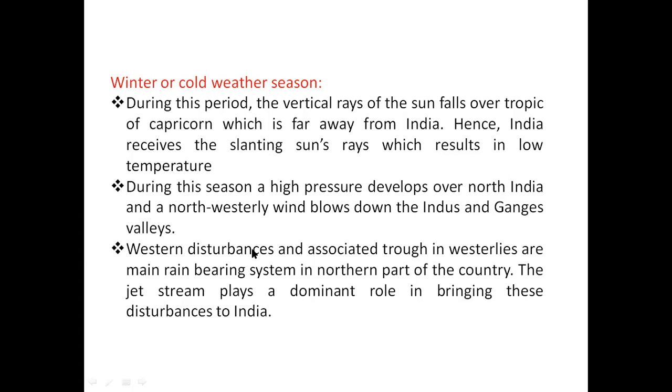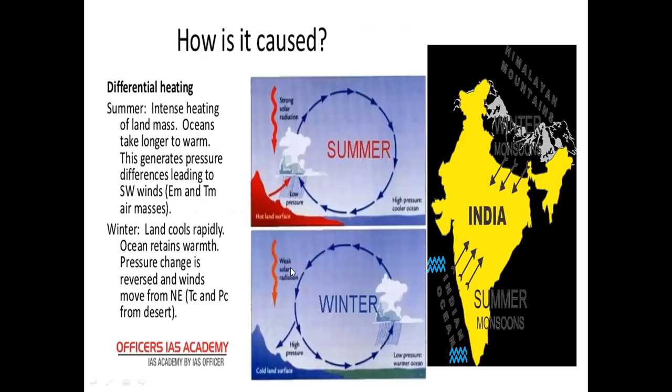First, how does the winter or cold weather season occur? Due to the vertical falling of the sun's rays over the Tropic of Cancer, India is far away from that region, and that leads to the slanting of sun rays, which leads to low temperature in almost all the northern parts of India, and that leads to the winter season in India. You can see this image of differential heating, how the sun rays fall, and how summer and winter seasons change.